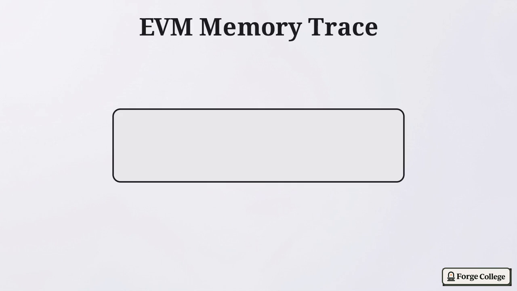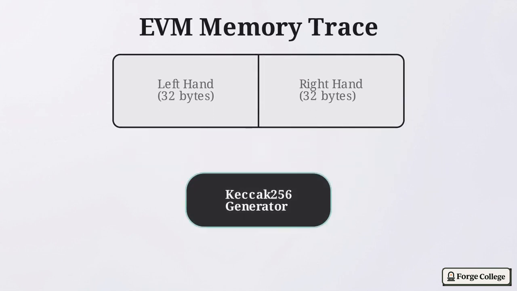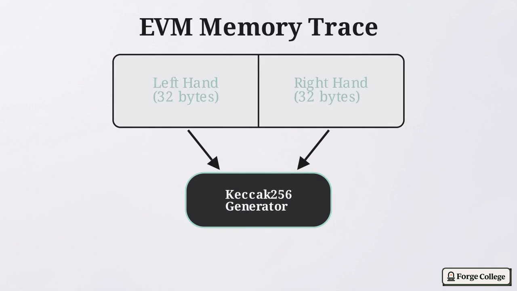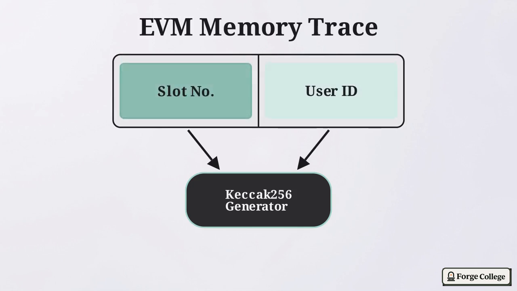In this top-down view, you can see the tray is divided into two parts, a left hand and a right hand. To find the right bin, the robot uses a math recipe, like a coordinate generator. It takes the items in the tray and mixes them together to figure out exactly where the data belongs. The order of those items is vital. For the coordinate generator to work, it needs the slot number on the left and the user ID on the right. When they go into the math formula in that specific order, it outputs the correct coordinate.